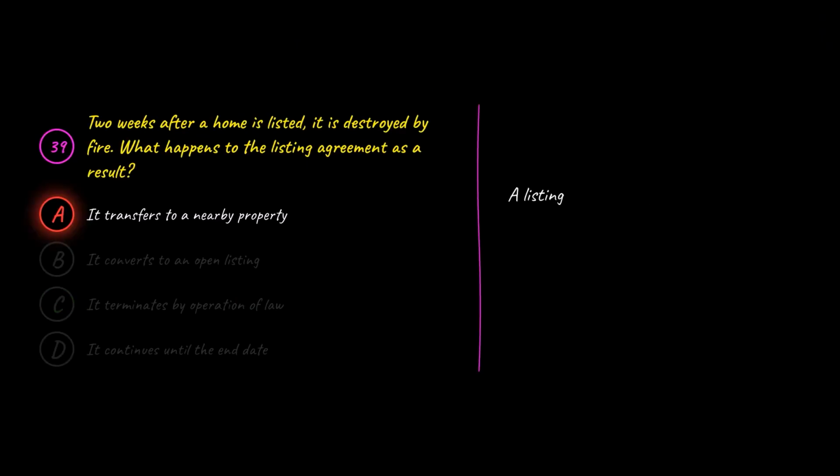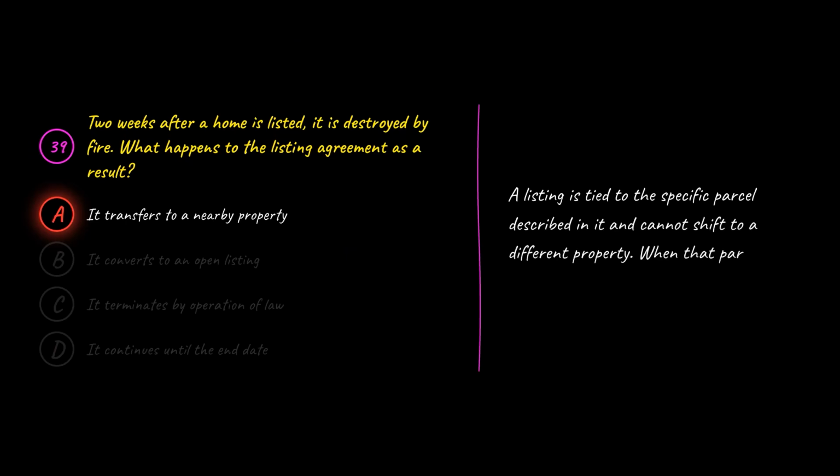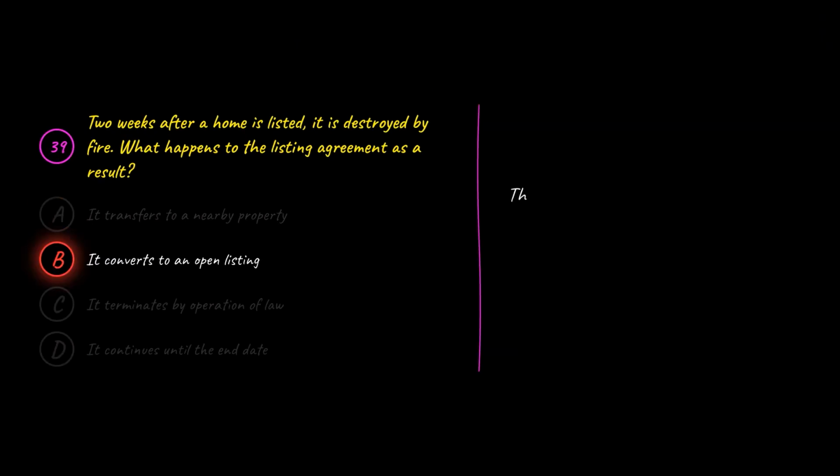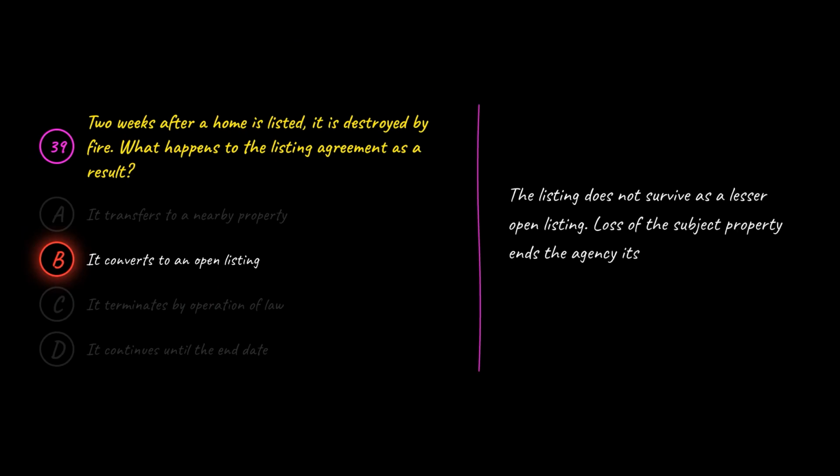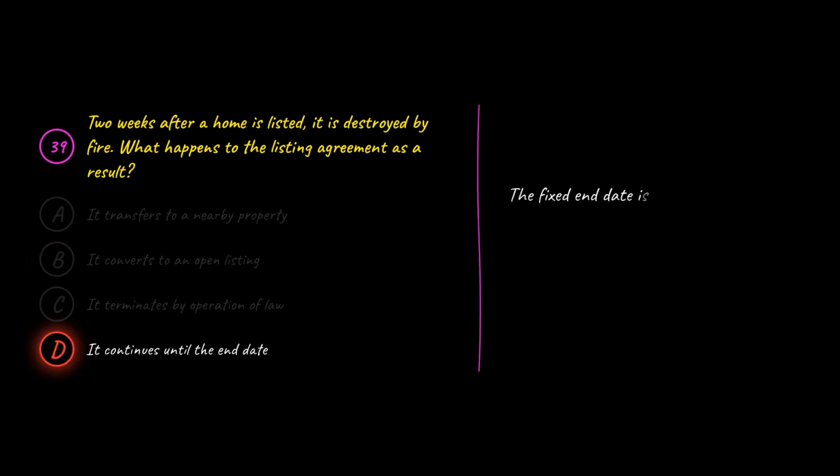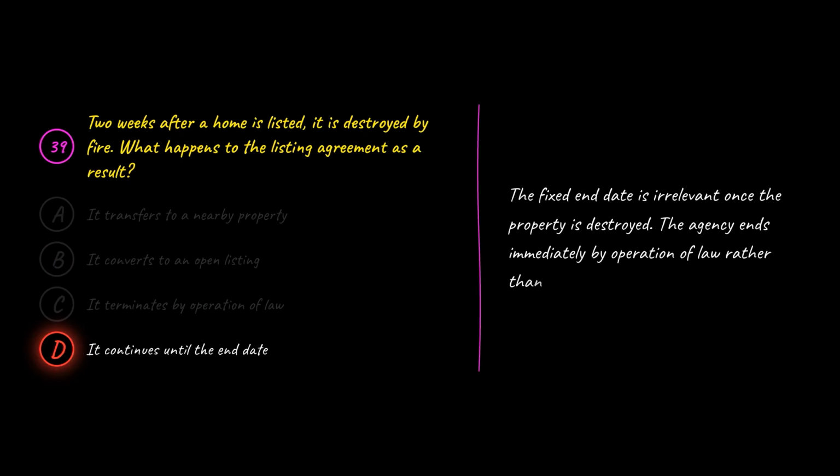A is wrong because a listing is tied to the specific parcel described in it and cannot shift to a different property. When that parcel is gone, the agency's purpose fails entirely. B is wrong because the listing does not survive as a lesser open listing. Loss of the subject property ends the agency itself, not merely its exclusivity. D is wrong because the fixed end date is irrelevant once the property is destroyed. The agency ends immediately by operation of law rather than running to its scheduled expiration.